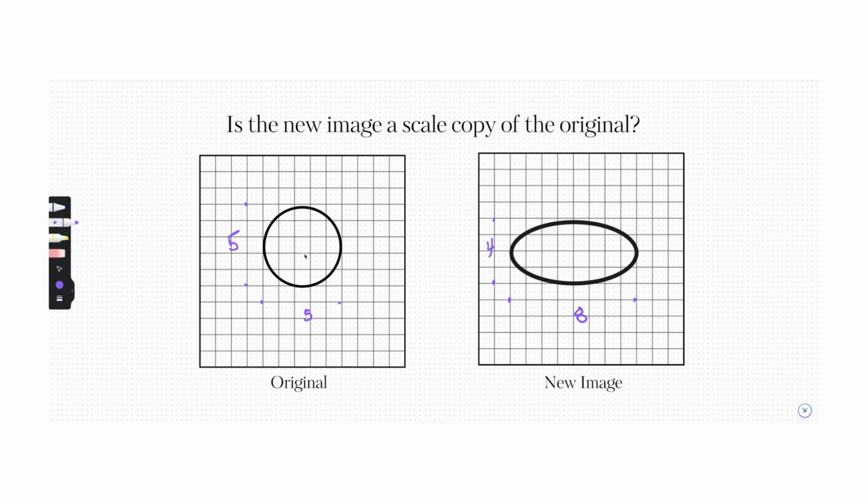But again, we can use ratios to figure it out. So let's go 5 over 5, and then 4 over 8. If the cross products are the same, we know that it's a scale copy. And guess what? 5 times 8 is 40. And because 20 does not equal 40, it's not a scale copy.